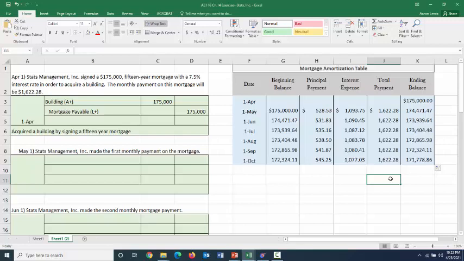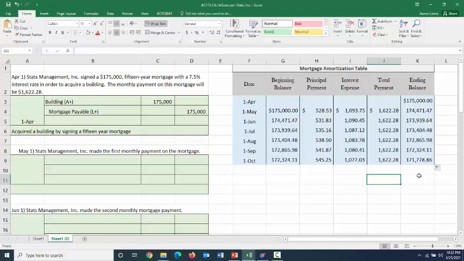And as you can see over here, each and every period, the amount that is going towards interest gets smaller and smaller by about $3 and change. The amount that goes towards principal keeps getting larger and larger, again by about $3 and some change. And overall, our ending balance is getting smaller and smaller as we go down because we're paying off a portion of our debt.